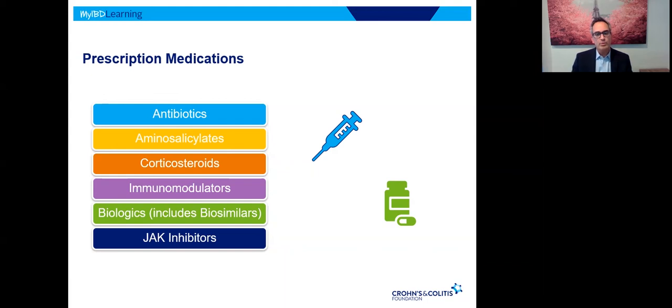Finally, there are small molecules like the JAK inhibitors. These molecules are broken down in the GI tract after ingestion and are directly absorbed into the bloodstream through the intestine. These are oral medications that have a fast onset of action and do a good job also maintaining remission. So lots of prescription medication options. And again, it's a very personalized decision that needs to be discussed with your gastroenterologist.